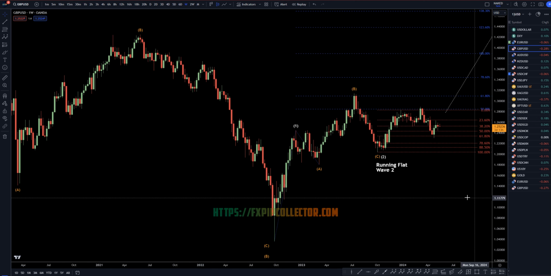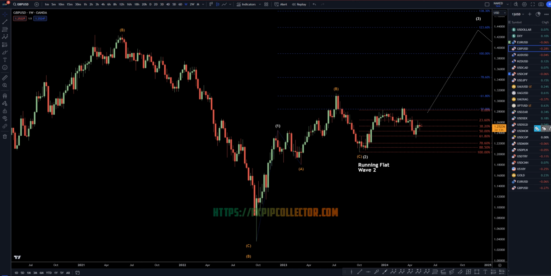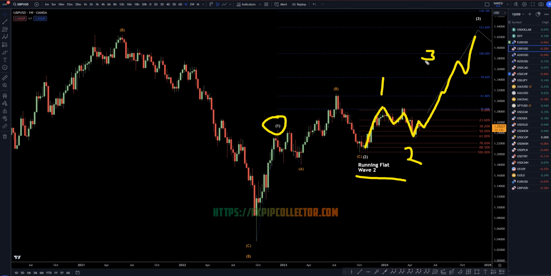Heading down to the weekly time frame. On the weekly time frame, I definitely am still looking at this as a 1. I think this is a running flat wave 2. If that's the case, then that means this right here is a 1. That means that this right here is a wave 2. And I think there's a very good likelihood we are already in that wave 3 of an expanding flat or a running flat, just like I was explaining on the monthly.